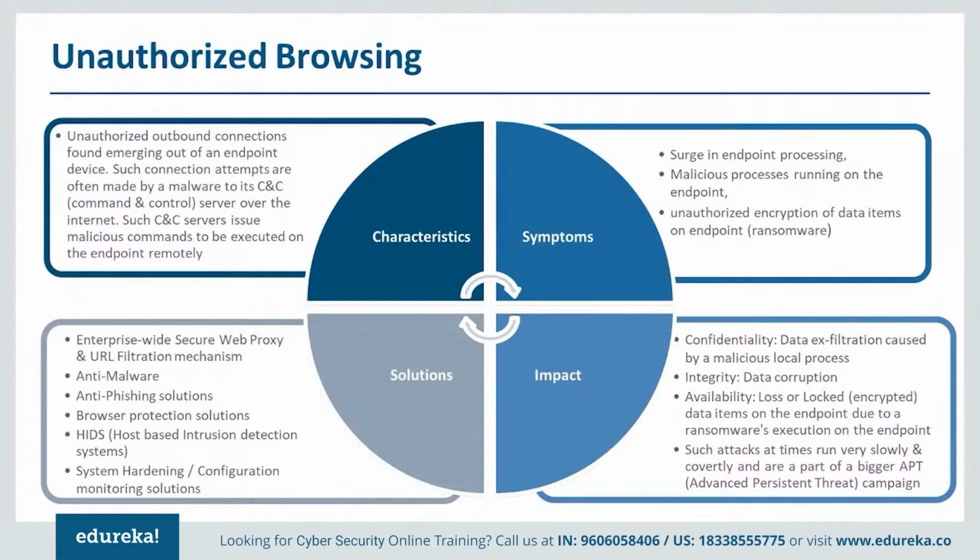What solution can we implement? We can use an enterprise proxy. Any communication going to the internet will obviously pass through the proxy server. The proxy server will be on layer 7. A layer 7 proxy can see what we actually see in the browser. Anti-malware, anti-phishing solutions, browser protection solutions, host intrusion detection, system hardening, configuration monitoring, etc. can be implemented for unauthorized browsing.